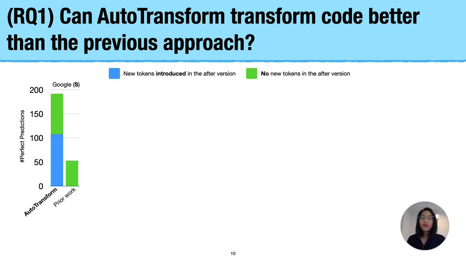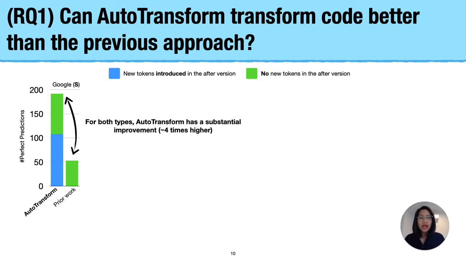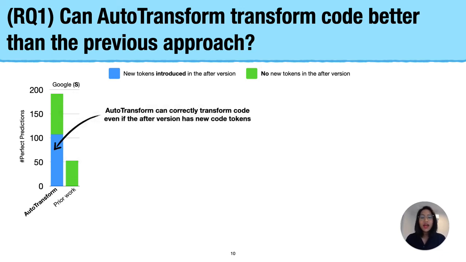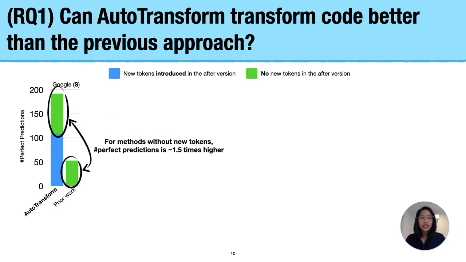And here is the result for the small methods in the Google dataset. And as you can see, considering both types of changed methods, our AutoTransform achieves perfect prediction about 4 times higher than the prior work. It is also worth noting that our AutoTransform can correctly transform the methods that have new tokens introduced in the after version, but the prior work cannot. For the methods without new tokens in the after version, our AutoTransform also performs better than the prior work.